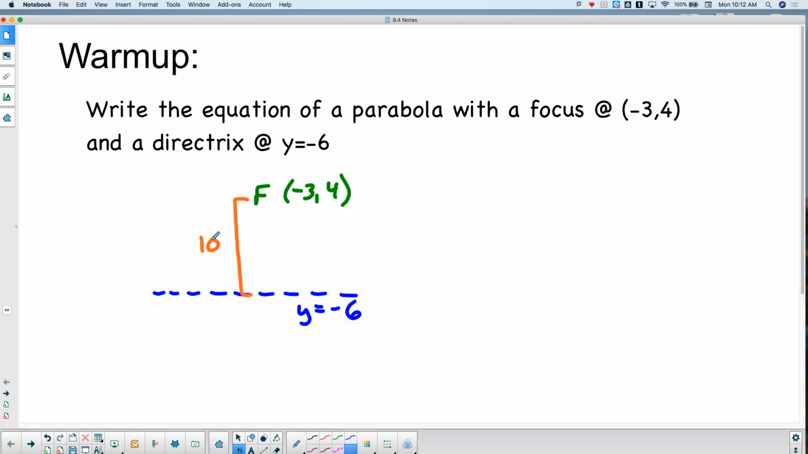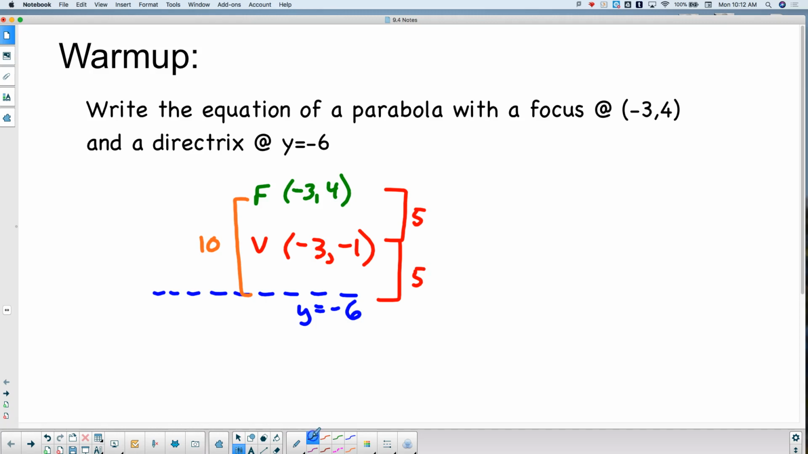So 5 down would be my vertex. So my vertex would be at the point -3, -1 in order to make this be a distance of 5 and this be a distance of 5. So that vertex puts it there. That makes this an up-down parabola, correct?